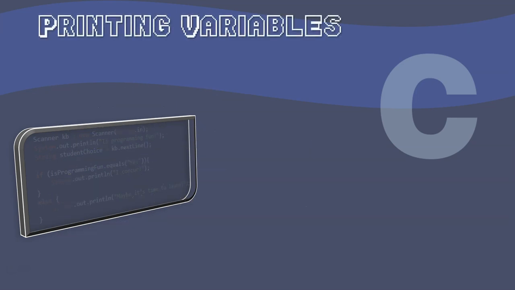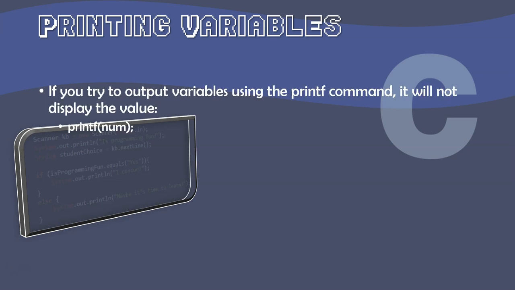Now, let's actually look at how to print those variables out to the screen, because there are some things to note here that will make it a little different than what we might be used to. If you try to output the variables using the printf command, it will not display the value as we expected. So if I say printf num, it's not going to necessarily just print out whatever value was in num.